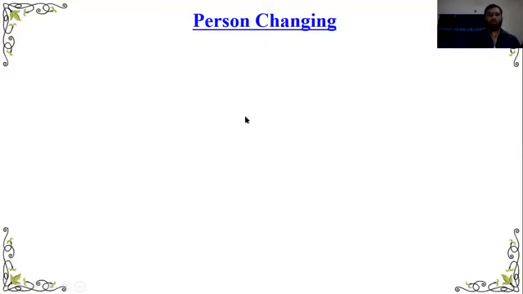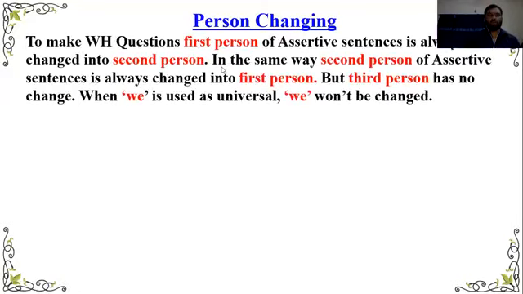Person changing. When we will make WH questions, some persons will be changed. So to make WH questions, first person of assertive sentences is always changed into second person. And in the same way, second person of assertive sentences is always changed into first person, but third person has no change. And another thing is that when we use we universally, then we cannot change we. So we will remain the same, we. There will be no change of we.